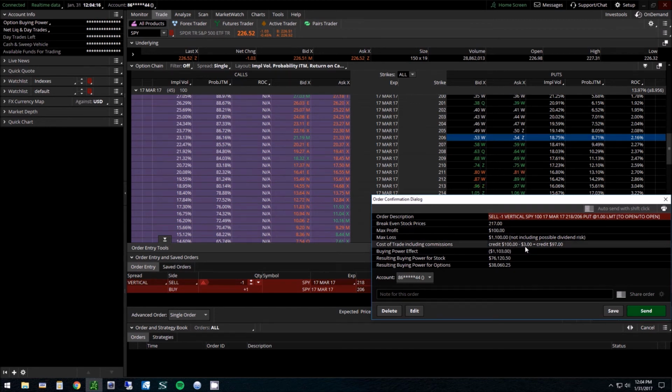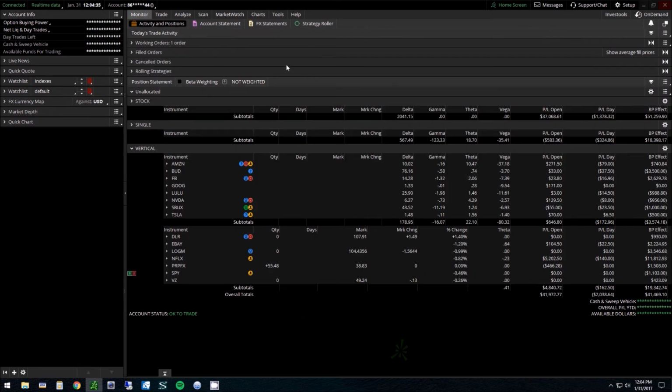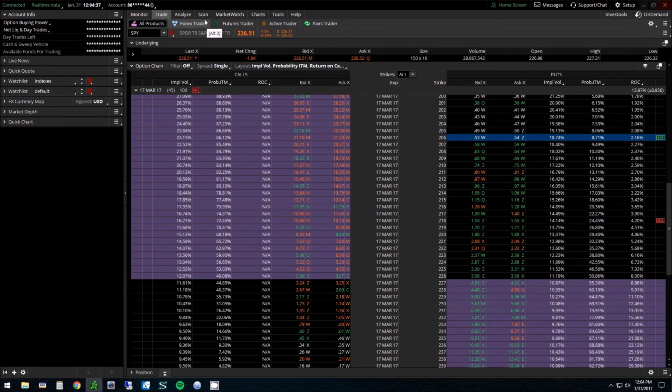Of course, there are some trading fees here, and the buying power reduction, as you can see, is a lot less, so I can make some more trades now. I'm going to hit send on that order and see if it goes through. It might just sit there for a little while, but we'll see if that goes through.